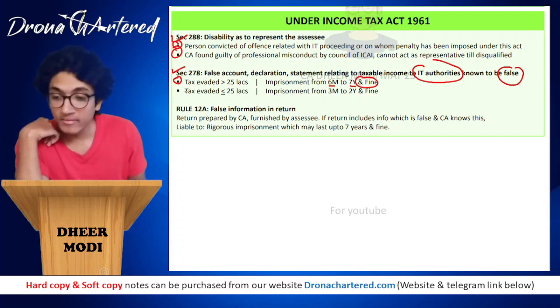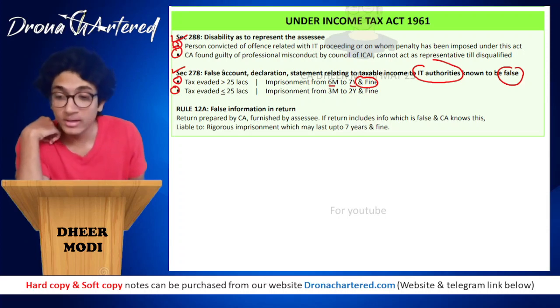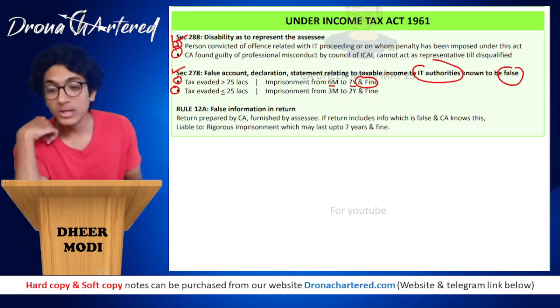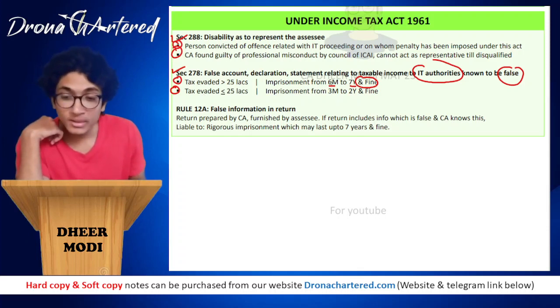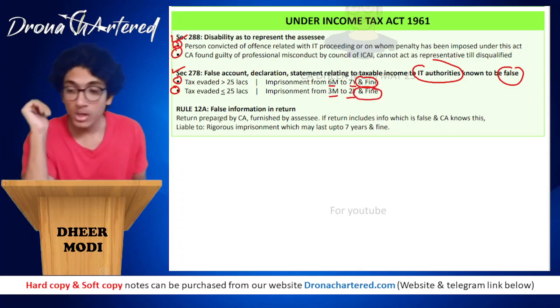However, if your tax evaded is less than or equal to 25 lakhs, okay, over here tax evaded is more than 25 lakhs, over here tax evaded is less than or equal to 25 lakhs, your imprisonment will be 3 months to 2 years and fine. Okay, so 6 months to 7 years, 3 months to 2 years.